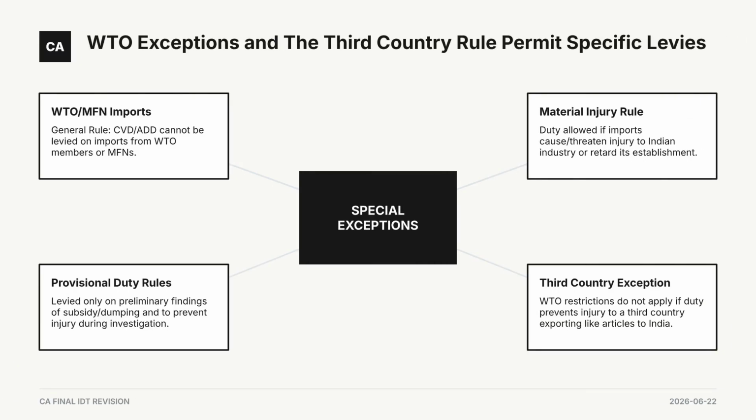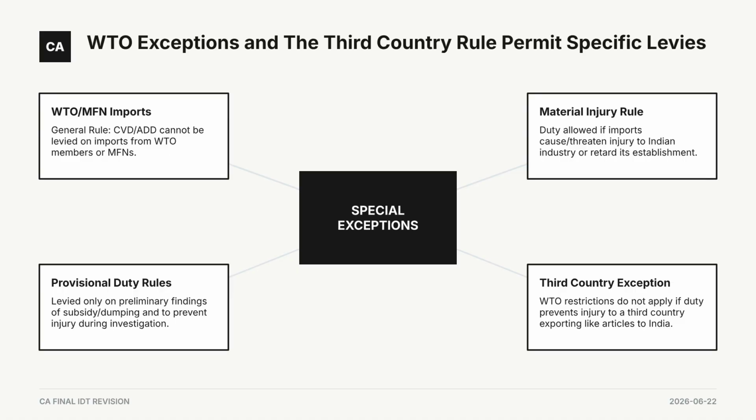Generally, countervailing duty and anti-dumping duty cannot be imposed on imports originating from WTO member countries or nations enjoying most favored nation status with India. However, there is a significant exception. If imports cause or threaten material injury to an established Indian industry or delay the establishment of such industry, these duties may still be imposed. Similarly, provisional duties require preliminary findings of dumping or subsidy and proof that immediate protection is necessary.